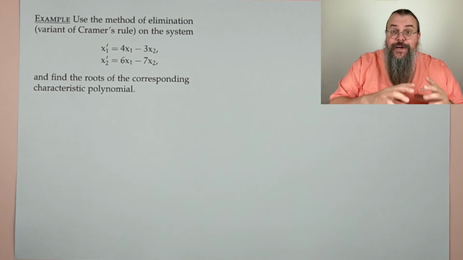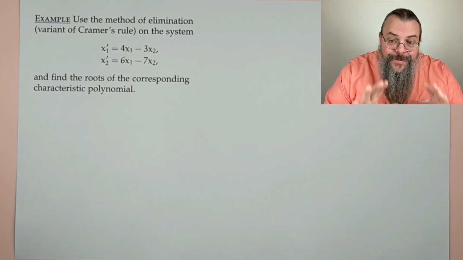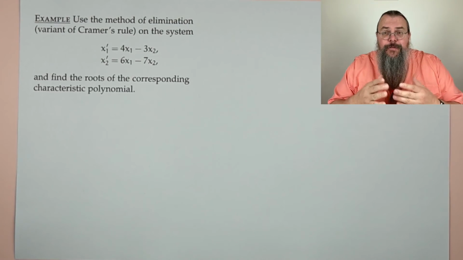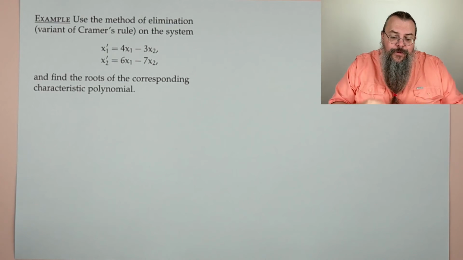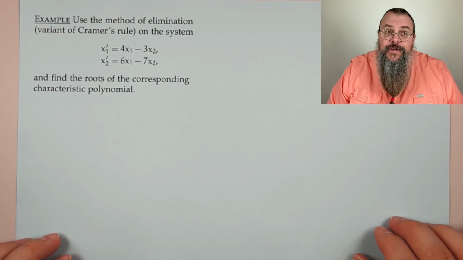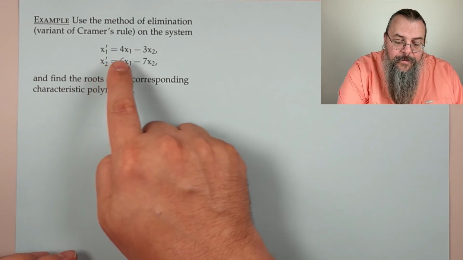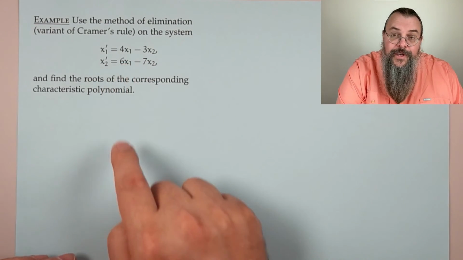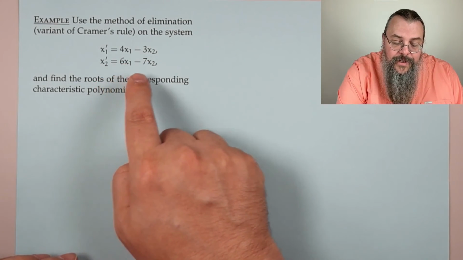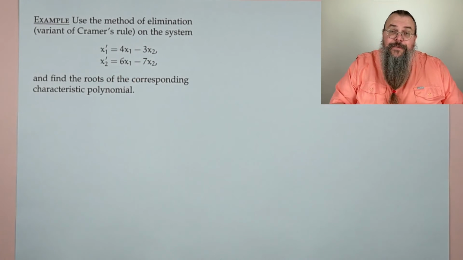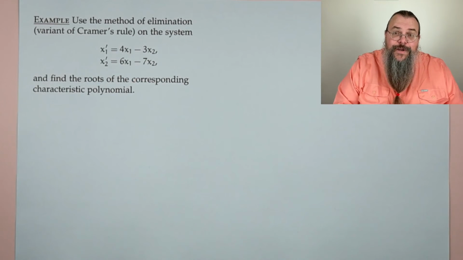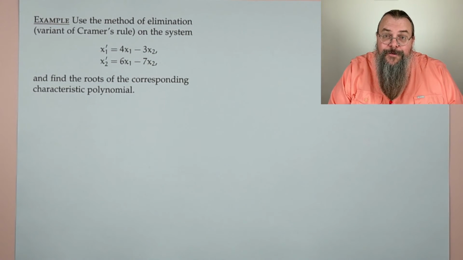Now, before we get to the eigenvectors, and we will, don't worry, I want to take a moment to look at this. Use the method of elimination, which is a variant of Cramer's rule, on the system x1 prime equals 4x1 minus 3x2, and x2 prime is 6x1 minus 7x2, and find the roots of the corresponding characteristic polynomial.